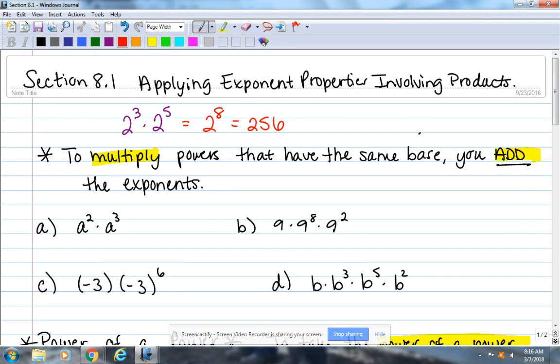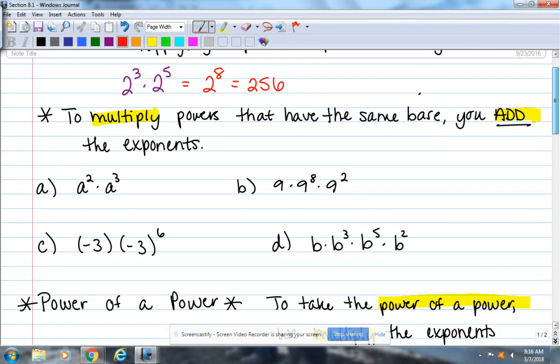So look at problem A. If they have the same base, what are we going to do to the exponents if they're multiplied? Add. So if they multiply, we add, if they have the same base. So a to the second times a to the third power. Keep the base. It's a. And what power am I going to have? 5. 2 plus 3 is 5. So a squared times a cubed is a to the fifth power. Any questions?